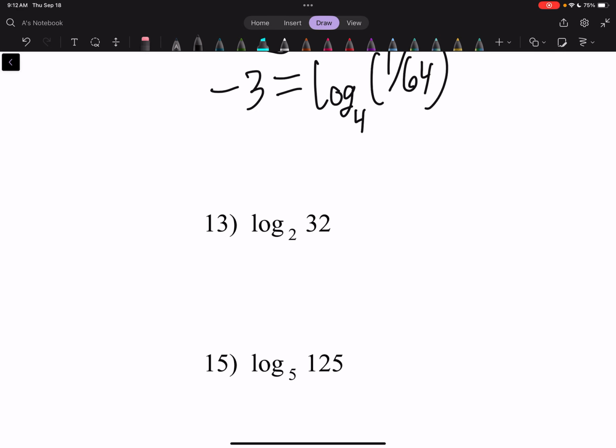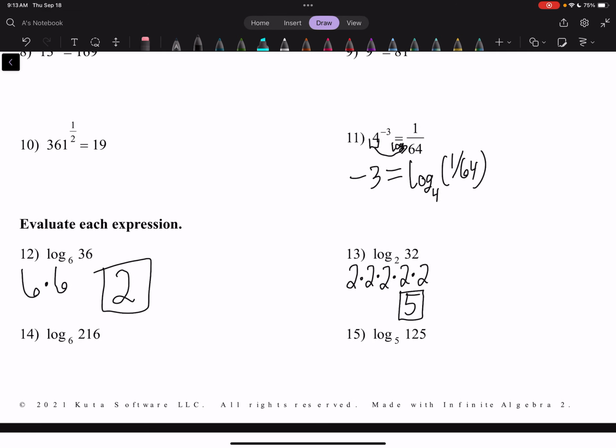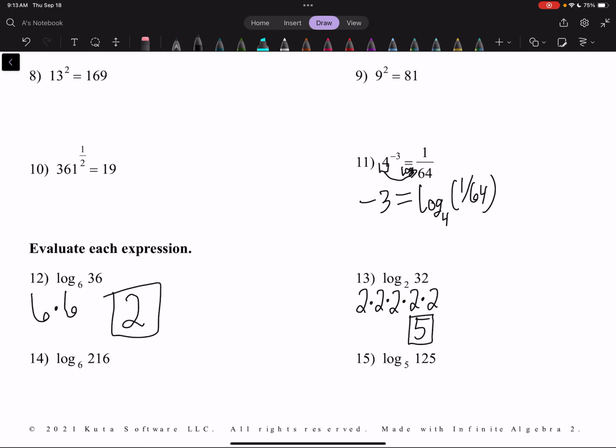Let's try number 13. For 2, I have 2 times 2 is 4, times 2 is 8, times 2 is 16, times 2 is 32. That's the number that's on the inside. I have 5 2's. There is my solution. Now I do want to show you Desmos, and then I'm going to let you practice the other two.